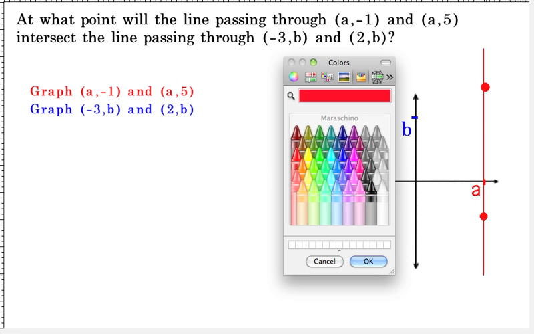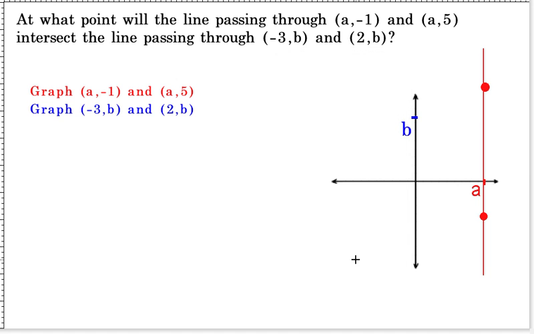Now let's switch colors and graph the 2 blue points. Okay, so I need to go -3. I need to go to the left -3. That's, I'll say, right about here. And then I need to go up B, which is right about here. And I need to show my point. Okay, now I need to graph this point, 2 over and B up. Oh, that's right about here. 2 over and B up. And then I need to connect the 2 points that define a line. And that looks like that.